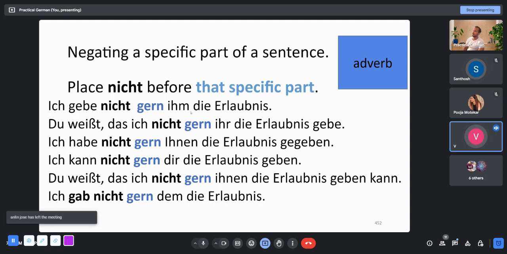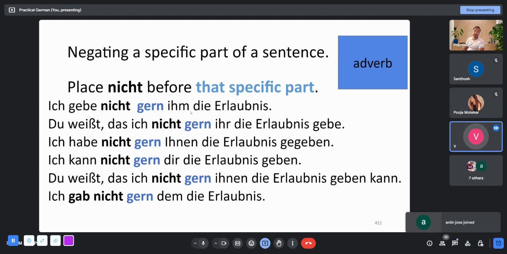Ich gebe nicht gern ihm die Erlaubnis. Du weißt, dass ich nicht gern ihr die Erlaubnis gebe. Ich habe nicht gern ihnen die Erlaubnis gegeben. Ich kann nicht gern dir die Erlaubnis gegeben. Du weißt, dass ich nicht gern ihnen die Erlaubnis geben kann. Ich gab nicht gern dem die Erlaubnis.